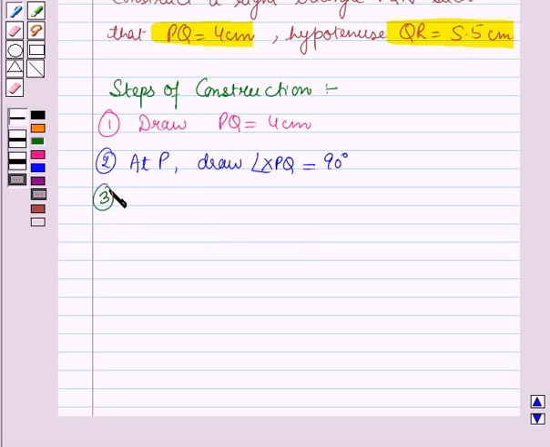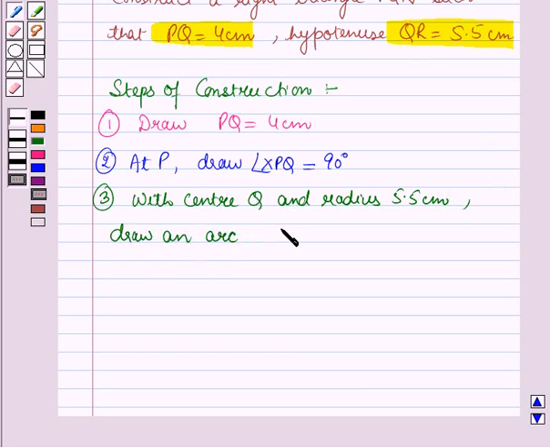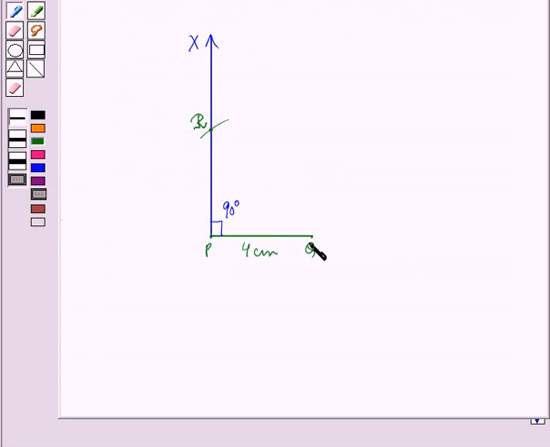Now in the next step, with center Q and radius 5.5 centimeters, which is the length of the hypotenuse QR, draw an arc to intersect the ray XP at R. So with Q as the center and radius equal to 5.5 centimeters, which is the length of the hypotenuse QR, we have drawn the arc to intersect the ray XP at R.